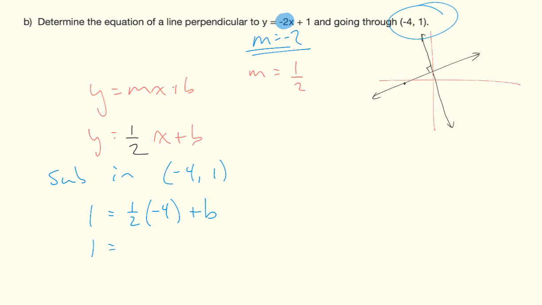We know that 1/2 times negative 4 will work out to negative 2. And that would mean that b, if we add 2 to both sides, must equal 3. And again, we just take a quick look at our drawing and we say, well, does that look like 3? Yep, I think it does. And we finish with just collecting everything together into our equation, which is that y equals 1/2 x plus 3.